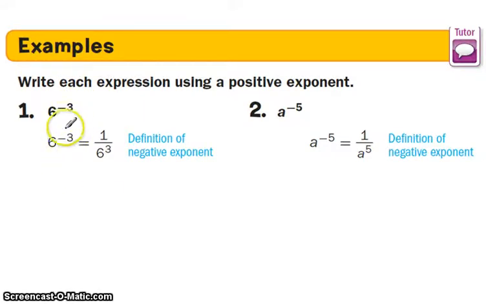Okay? We want to take this and we want to put it on the bottom so that it becomes positive. We just wrote the reciprocal, 1 over 6 cubed. This one becomes 1 over a to the fifth. Again, we're just putting it on the bottom to get rid of that negative exponent. Okay?